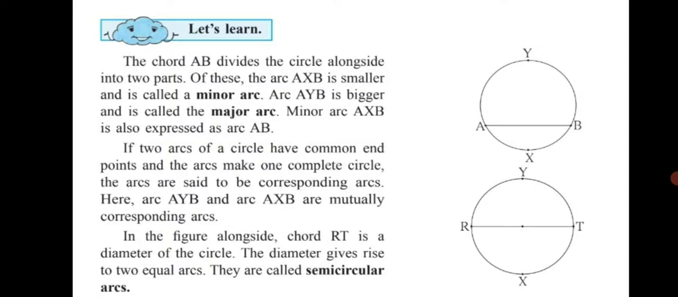Look at the second figure. In this figure, chord RT is a diameter of the circle. You can see this chord RT, which is diameter of the circle. Now the diameter also gives rise to two equal arcs, arc RYT and arc RXT. So the diameter gives rise to two equal arcs and they are called semicircular arcs.